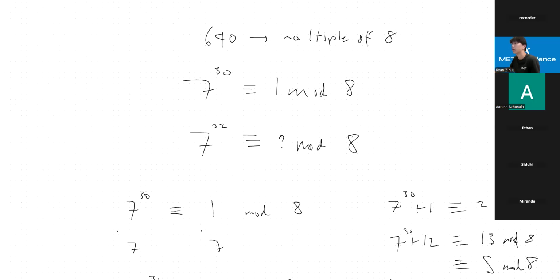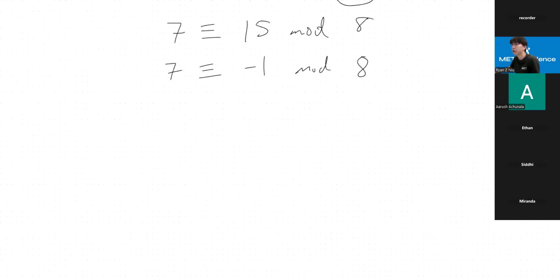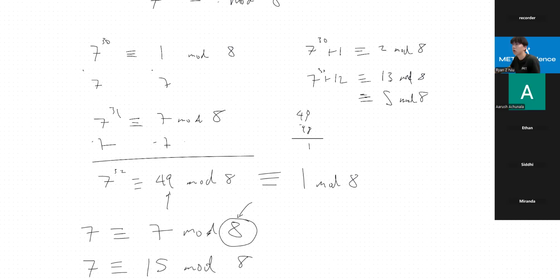And so for a problem like this, what we can imagine doing is 7 to the 32, or 7 to the 30. Technically, you don't even need the 7 to the 30, so we should just ignore it for now. But 7 to the 32, right? We want to figure out what this is mod 8. So we can think back to what we learned.